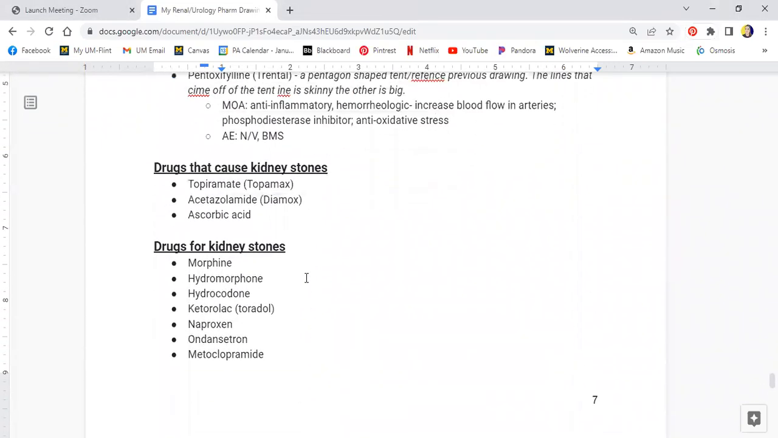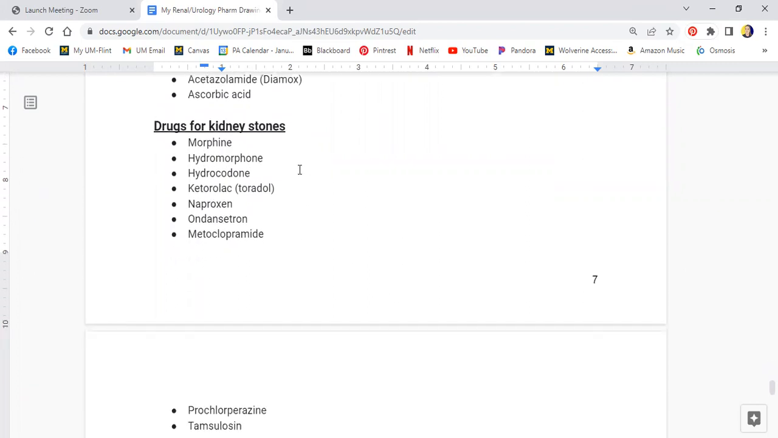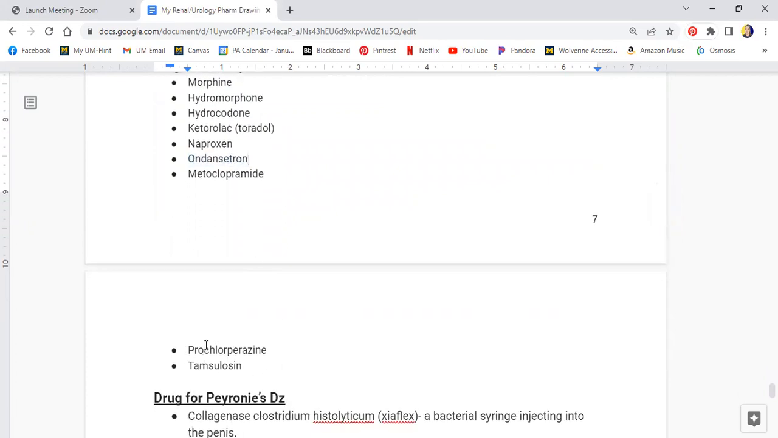Now we move on to kidney stones. So some drugs that cause kidney stones are topiramate, acetazolamide, and ascorbic acid. To treat kidney stones, you have a lot of pain drugs: morphine, hydromorphone, hydrocodone, ketorolac or Toradol, and Naproxen. So remember, these first 3 are your opioids. These 2 are NSAIDs. Ondansetron is an anti-nausea med, so is metoclopramide and prochlorperazine. These 3 are anti-nausea vomiting drugs. And tamsulosin we already talked about. It's the antispasmodic.